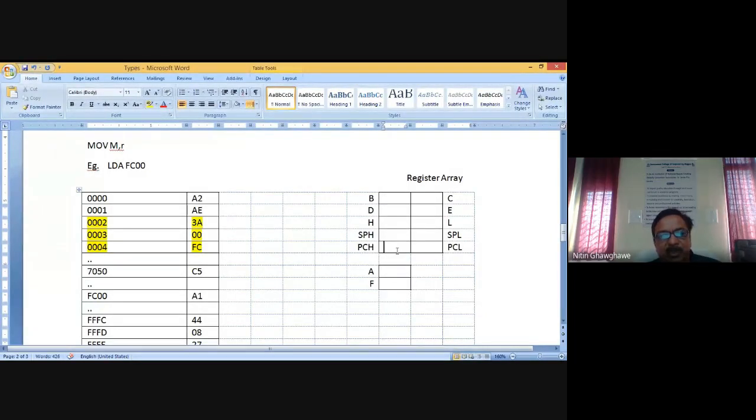For that, the program counter plays an important role. The program counter will hold the address of the instruction to be executed. For example, if you want to start execution from this point, the address 0002, this address will be held by the program counter.